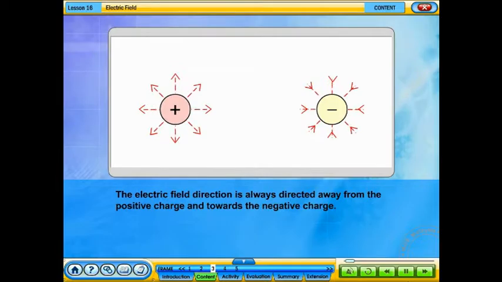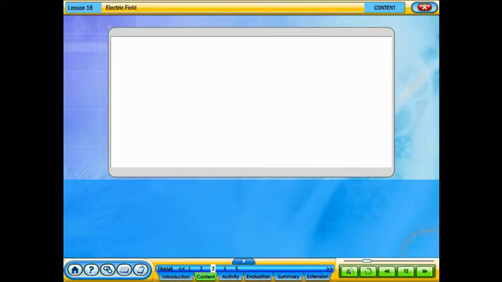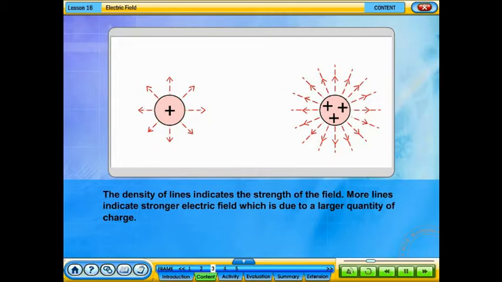An electric field is a vector quantity. The diagram shows the electric field pattern around a positive and negative charge. The density of lines indicates the strength of the field. More lines indicate a stronger electric field, which is due to a larger quantity of charge.